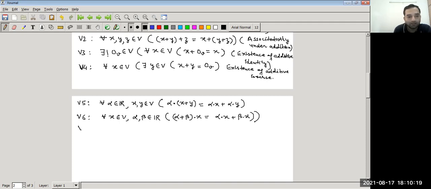This seventh property is for all alpha, beta belongs to the real numbers R and for all x belongs to V, alpha beta into x is equal to alpha dot, sorry, alpha into beta dot x.